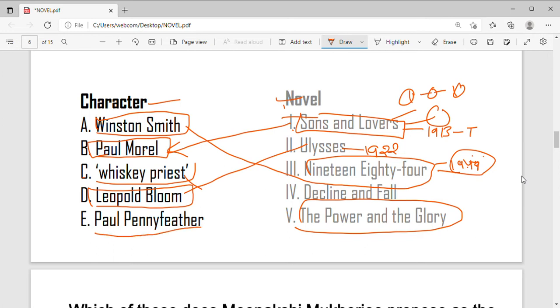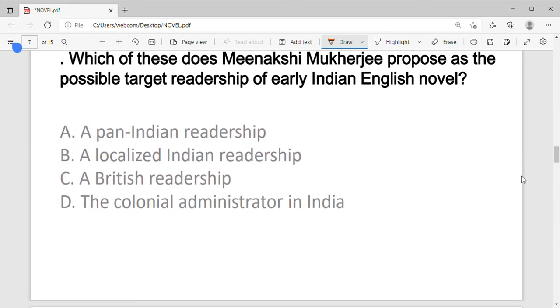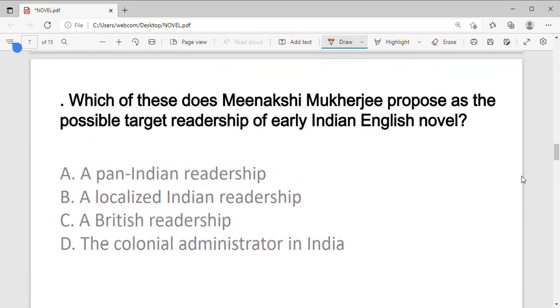Paul Pennyfeather is a character who was caught running without pajamas in the Oxford courtyard after drinking some wine. And this character appeared in Decline and Fall, written by Evelyn Waugh, 1928. Make sure you read other novels by him too. Then we have, which of these does Meenakshi Mukherjee?